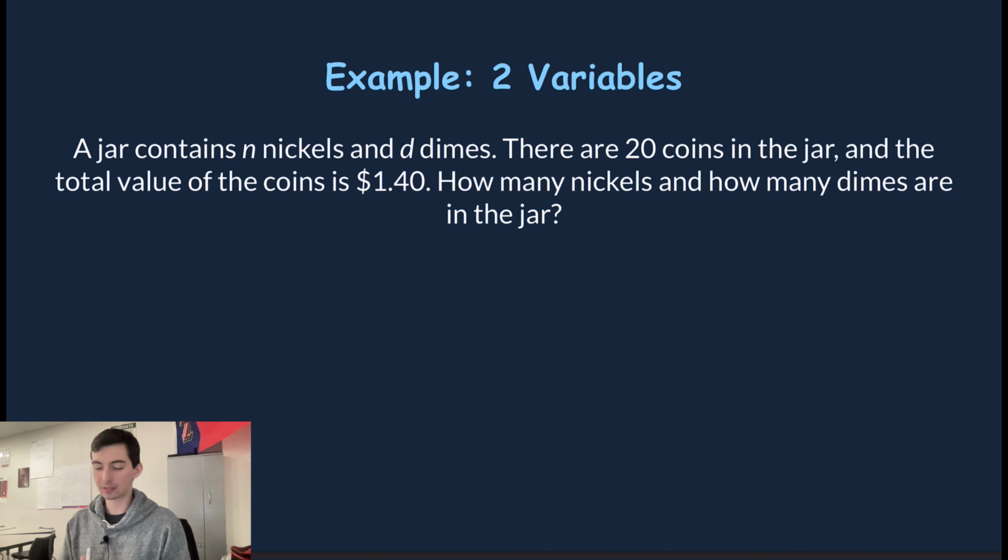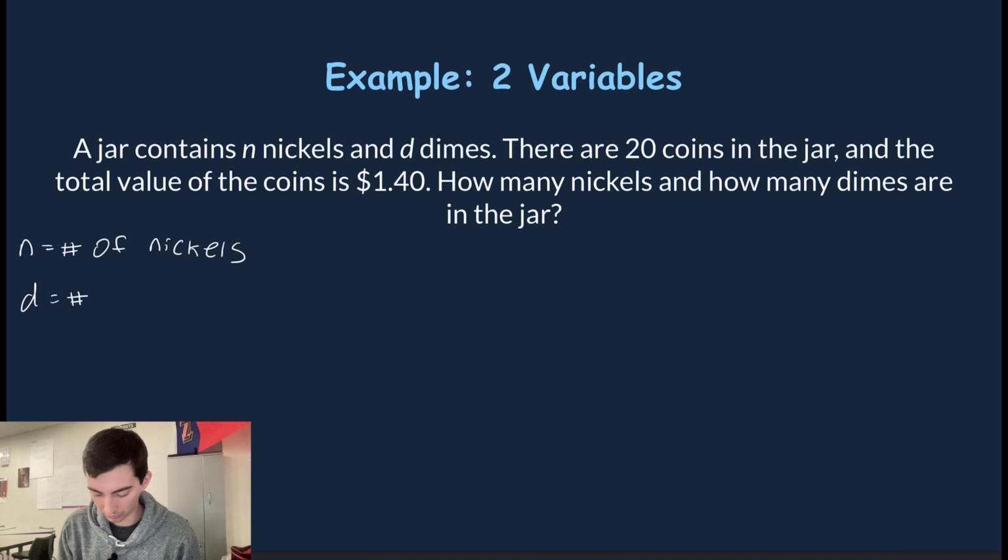What's easiest to do is first we can define our variables. So n is going to equal the number of nickels and d is going to be equal to the number of dimes. Now it's important to note that we're talking about a number of coins and not the value of the coins, because the number is going to change but the value doesn't. And so now, since we have 2 variables, we need 2 different equations. So I'm going to write 2 different colors here.